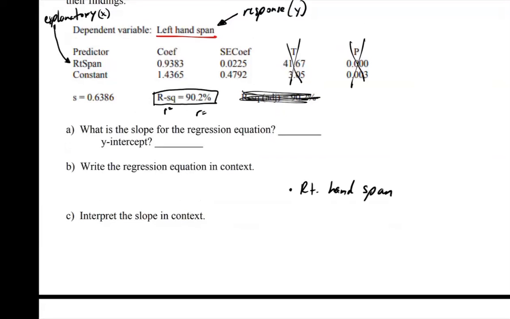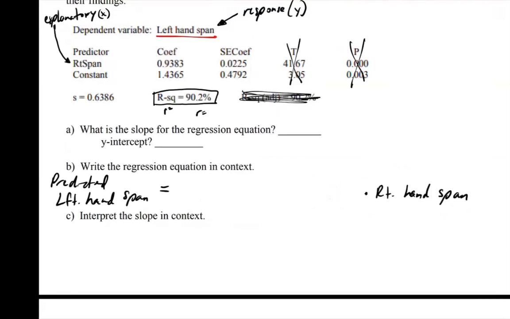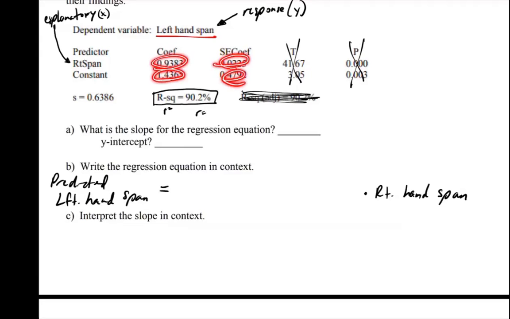So predicted left hand span. Okay. So now I need a slope to multiply times right hand span. The slope is in there. It's one of those decimals. We got 4 decimals there. We got this guy, this guy, this guy, and this guy.